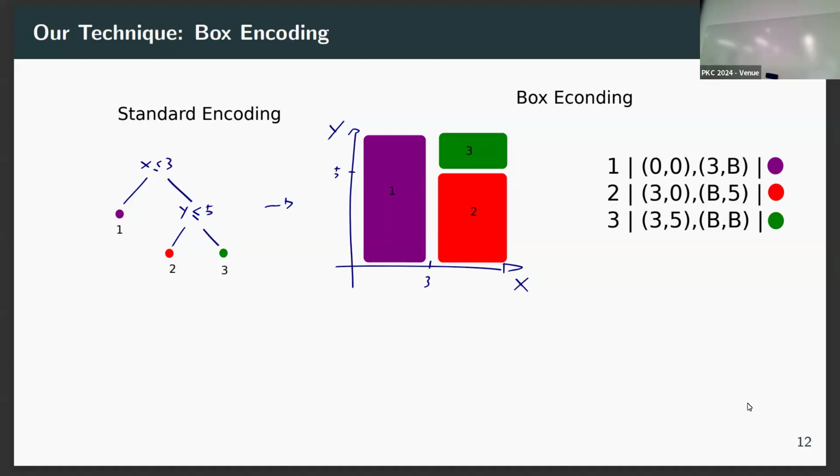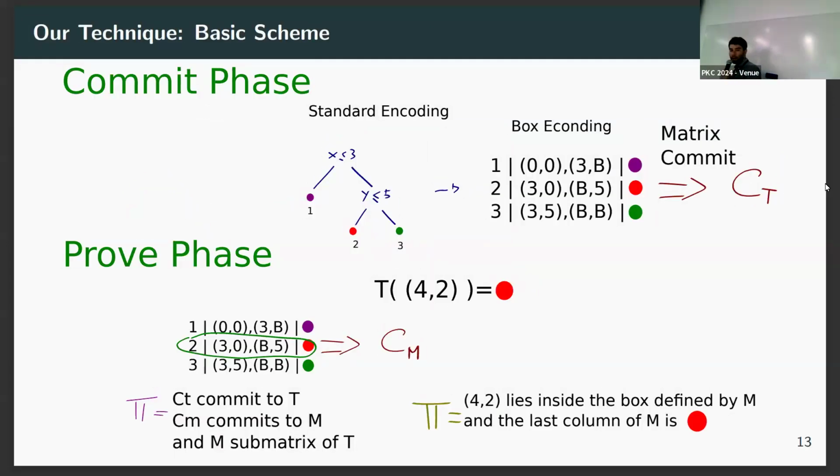Now, to describe all the boxes, you just have to have a couple of coordinates, fortunately. You need a couple of coordinates which describe the box and the label associated with this box. So the label here, the sparkle, is associated with the first box, for example. Now you put all these boxes one under the other, and you have your matrix. And this probably already tells you what our technique is. To commit to a decision tree, from the standard encoding we define a box encoding, which is a matrix, and then we use our matrix commitment.